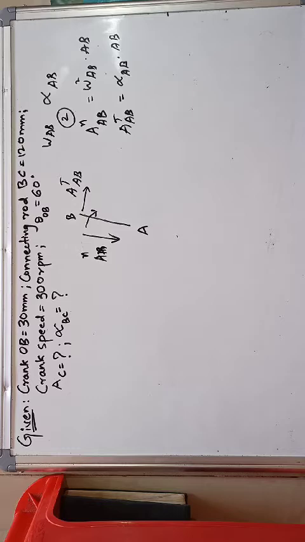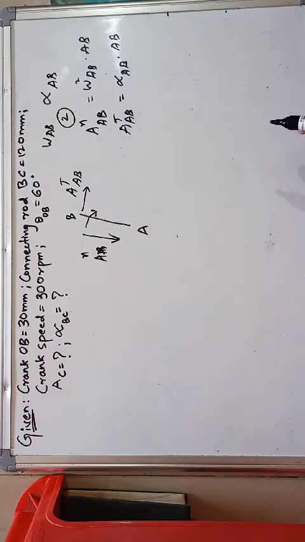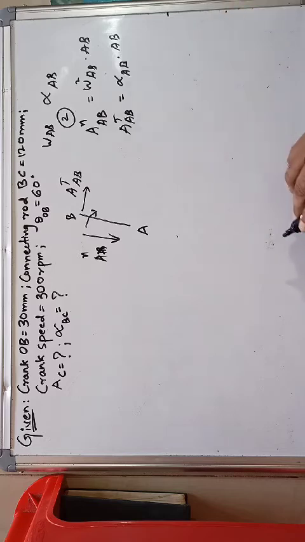This is a very, very important thing. When the crank is rotating with a constant uniform speed, for example omega AB or omega OB, whatever it may be, its tangential component is 0. That you should remember. And the second thing I want to tell you is this.